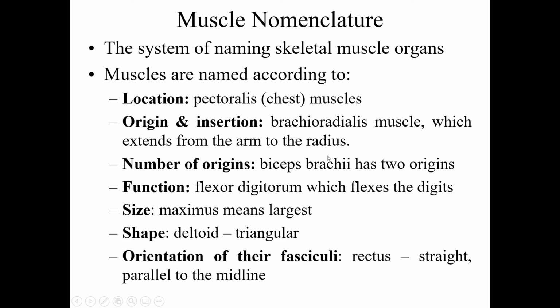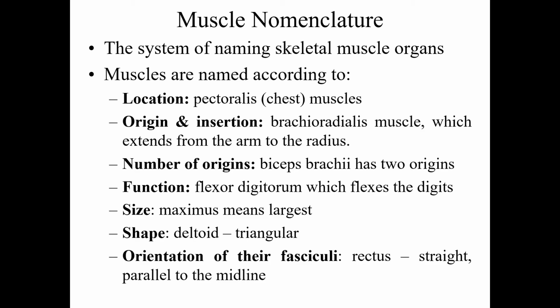Now, let's go on with the muscle nomenclature. It is the system of naming skeletal muscle organs. Well, muscles are named according to many things. First is location. For example, the pectoralis muscles, because they are found in the chest. And another term for chest are the pectorals. Another example is the zygomaticus major, wherein natatagpuan naman siya sa zygomaticus bone. Next would be the origin and insertion. For example, the brachioradialis muscle, kasi ang kanyang origin is nasa arm, tapos ang kanyang insertion ay nasa radius.